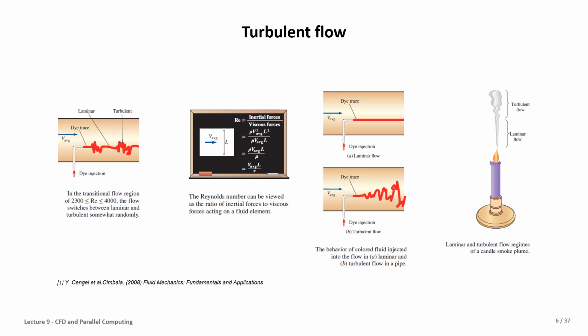Another example is candle smoke, which we can see is partially laminar flow and then turns to turbulent flow. From these two examples, we see it seems to be everywhere. Everywhere we have turbulent flow around us. Let's have more examples of these phenomena.